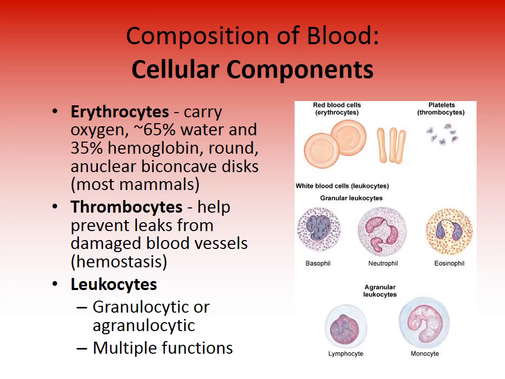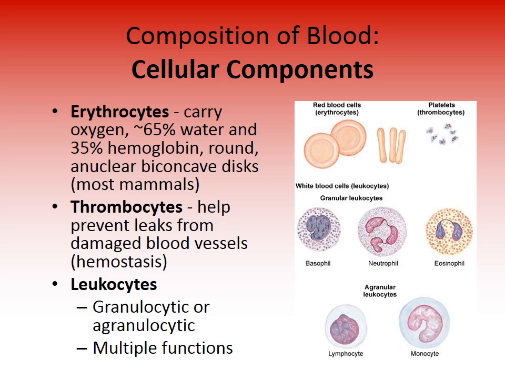There are variabilities. Thrombocytes help prevent leaks from damaged blood vessels. So like I said, this is hemostasis. When we're talking about leaks, we're talking about hemorrhages, right? So thrombocytes are involved in forming the clot to stop hemorrhage.